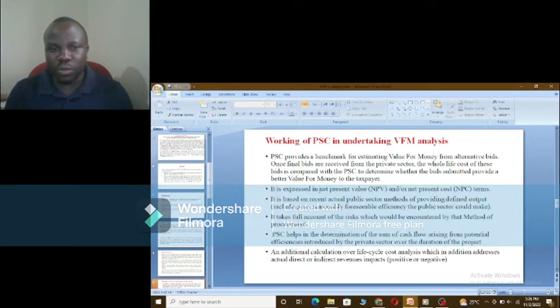And we also identified that it is expressed in net present value, which is NPV, or net present cost terms. It is also based on the recent actual public sector methods of providing a defined output, which includes any reasonably foreseeable efficiency the public sector could make.